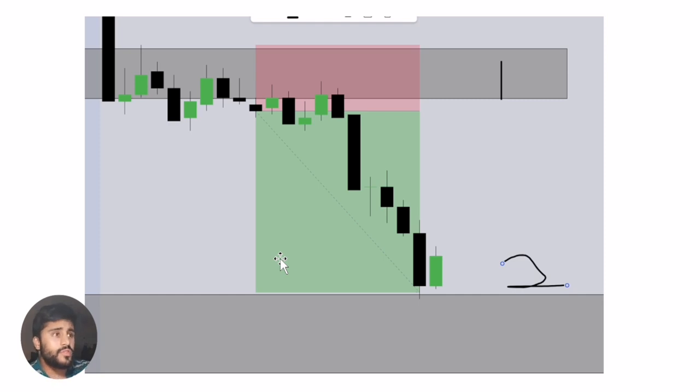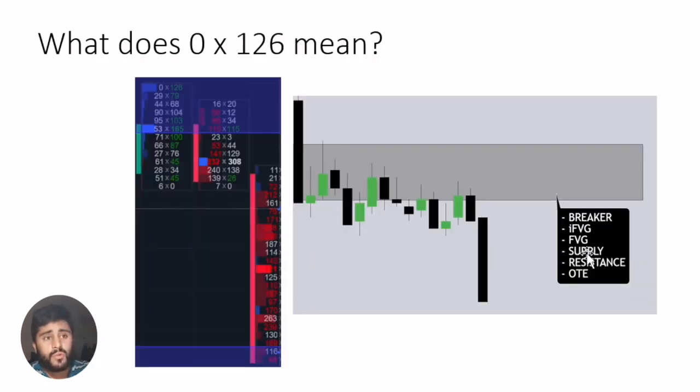So I'm just going to pause at this video and go through this one more time. Whether you're trading a breaker, an I fair value gap, a fair value gap, a supply, a resistance, no matter what you're trading, you have to pair it with order flow if you want to make it successful.